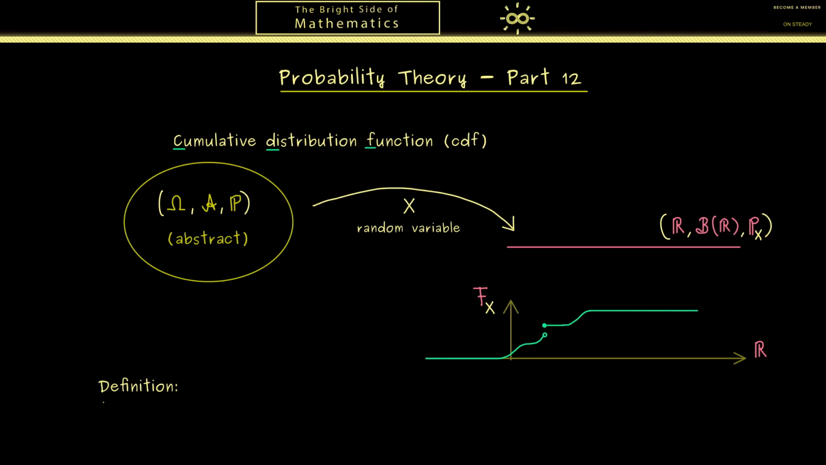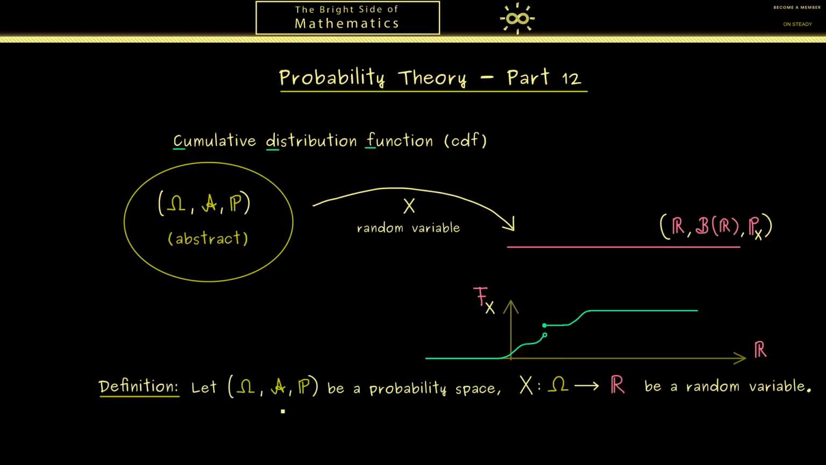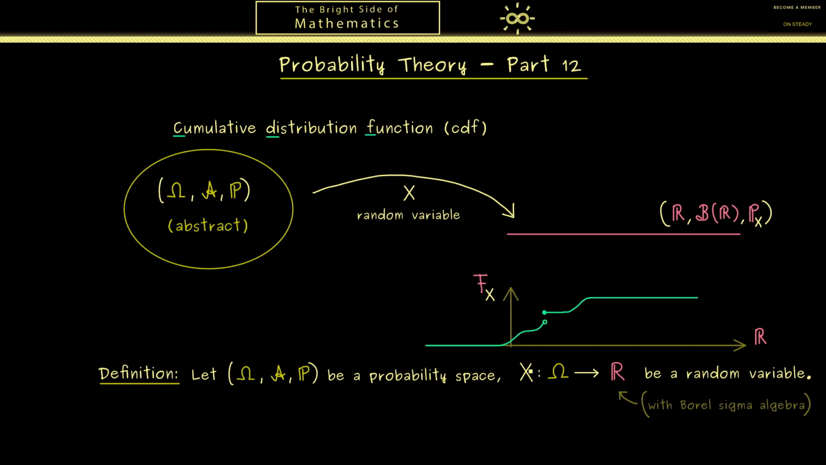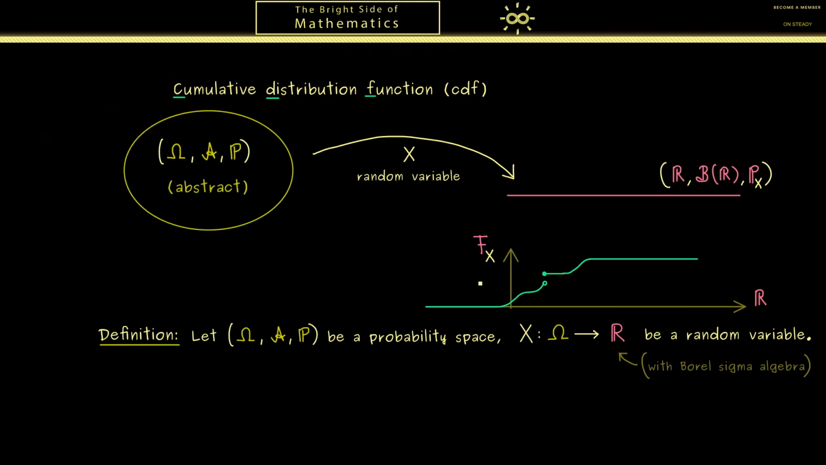Okay, I think that was enough talking here. Let's go to the definition now. The assumptions are the same as in the last video, so we have (Omega, A, P) as a probability space and X as a random variable. It's not an abstract random variable, but a real valued one. Implicitly, this means we have the Borel sigma algebra for R. Now in fact, this is all we need, and now we can define the function F_X.